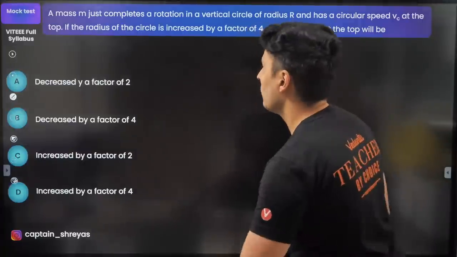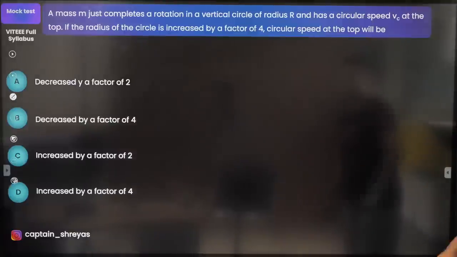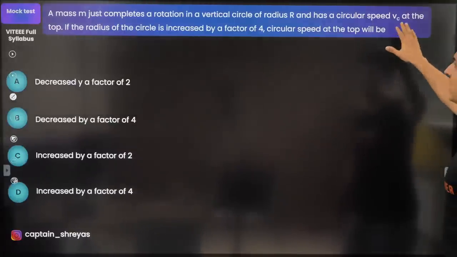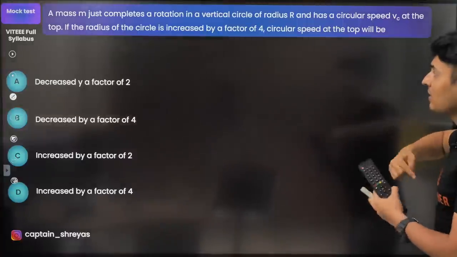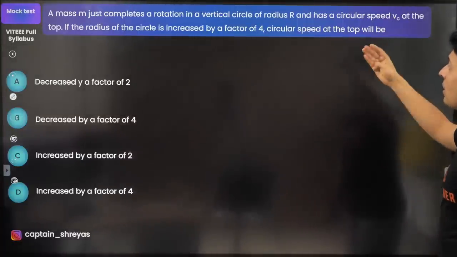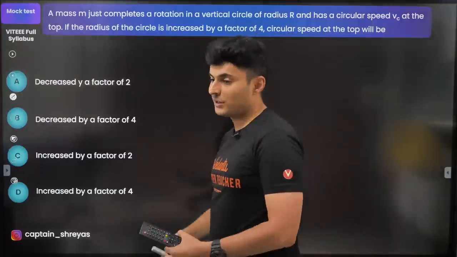All right. A mass M just completes a rotation in a vertical circle of radius R and has a circular speed Vc at the top. If the radius of the circle increases by 4 times, the circular speed at the top will be how much, if the mass is just able to complete the rotation?